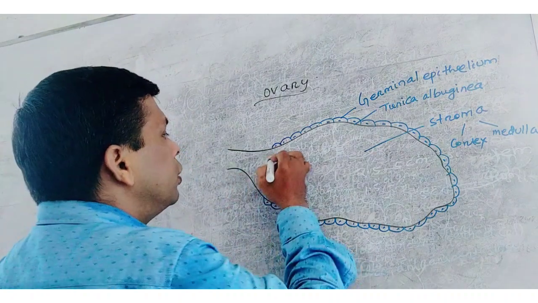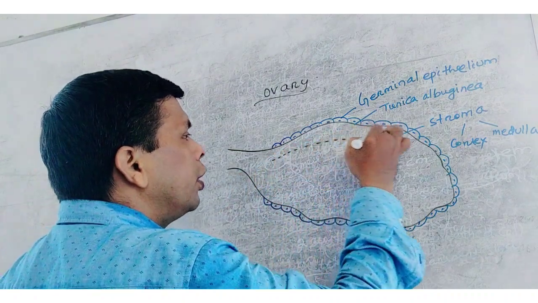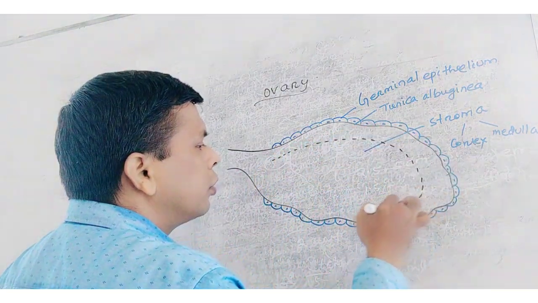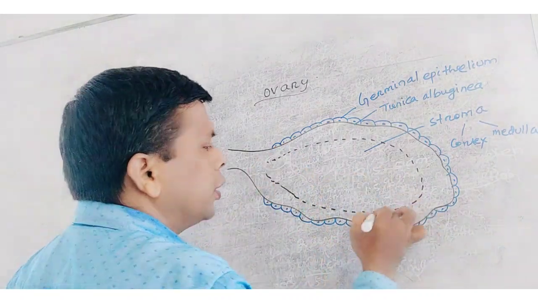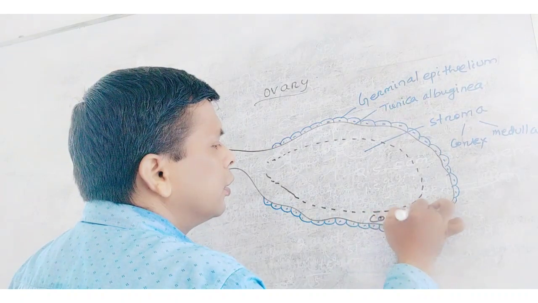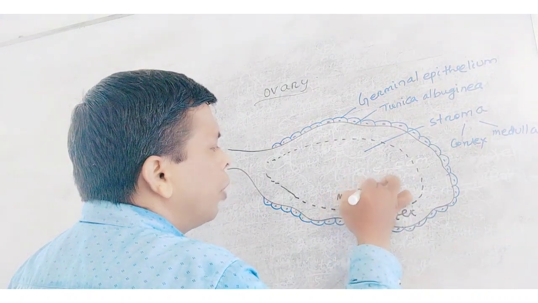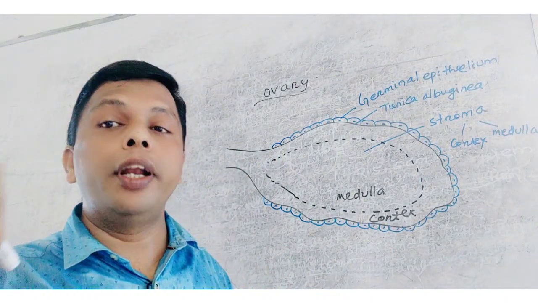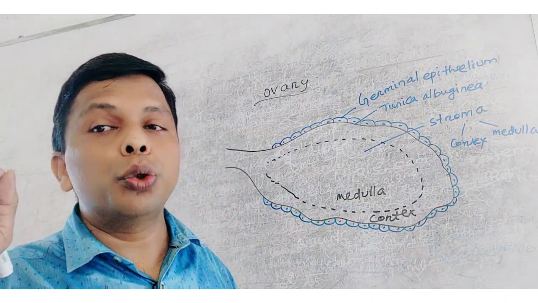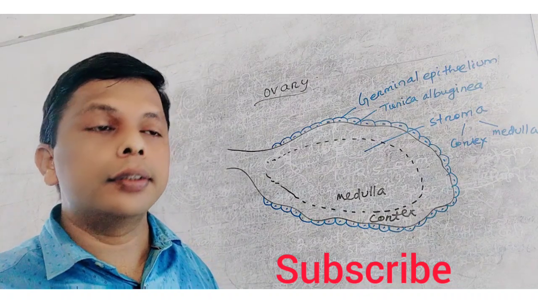So the outer part of the ovary is the cortex and the inner part is the medulla. This is the cortex, this part is the medulla. We can also say the cortex and medulla are filled by a connective tissue called stroma.